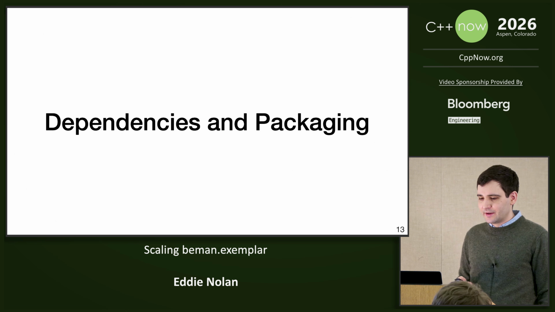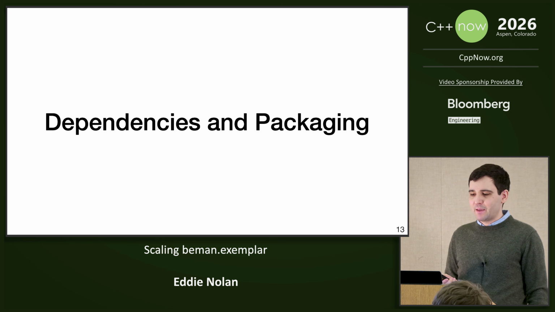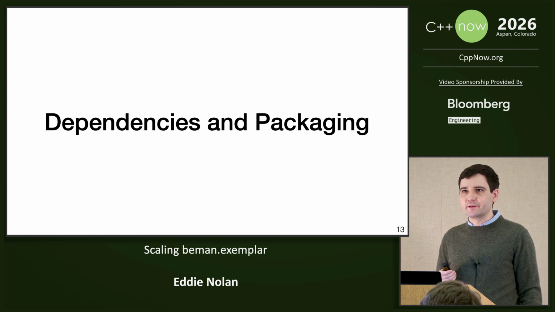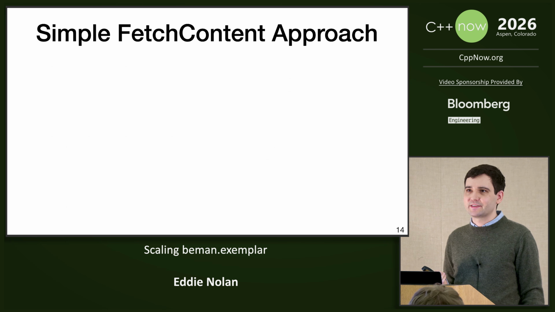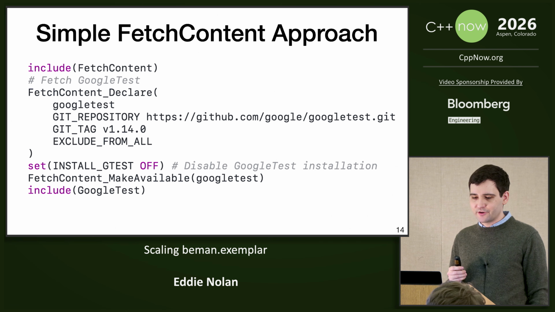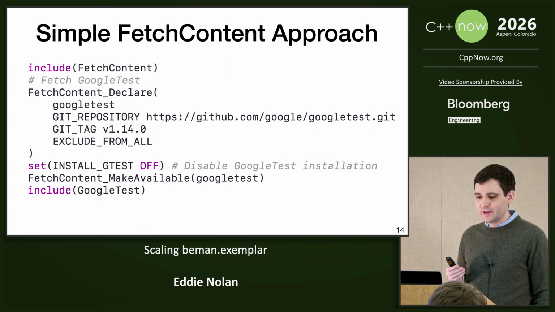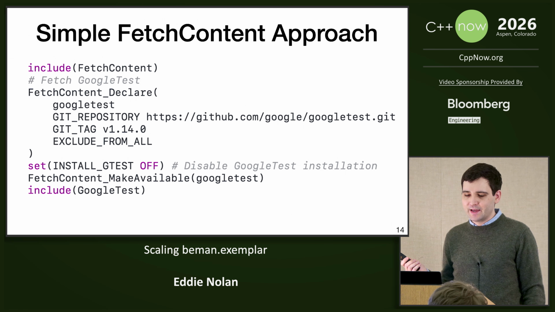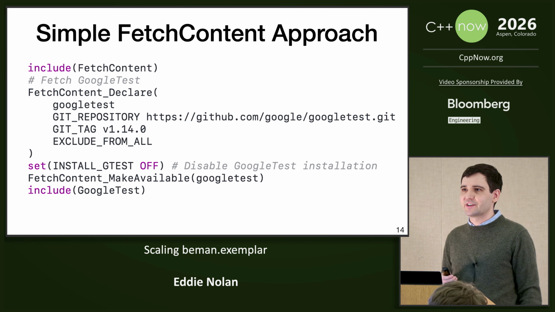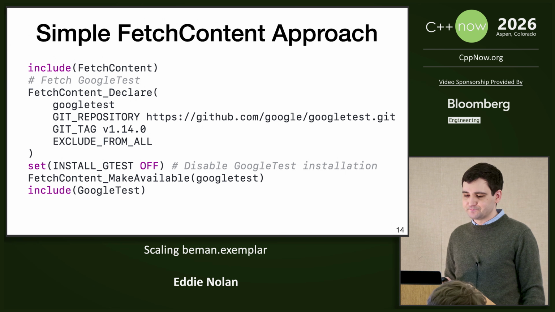So moving on, we're going to talk about dependencies and packaging. The first thing that we did with the beman exemplar project was we just had this very simple fetch content approach. You see this all over the place with CMake libraries, where most of the libraries needed the gtest library to install their tests. And so you can write these CMake statements, fetch content declare and fetch content make available. What this does is it's going to just pull down Google test from this upstream repository and essentially make it available as a sub-project inside of your CMake project. And this is really convenient, but it causes problems.